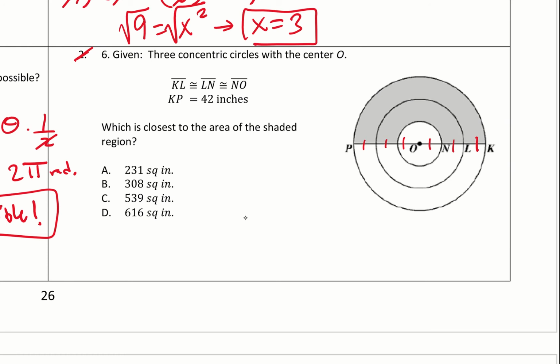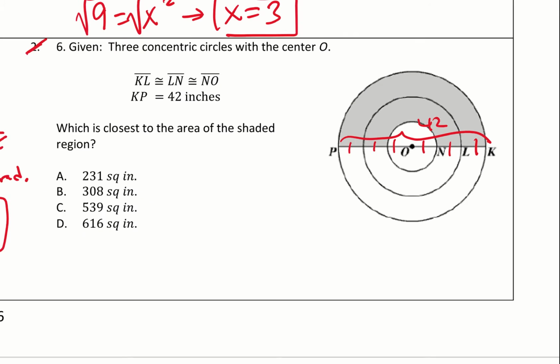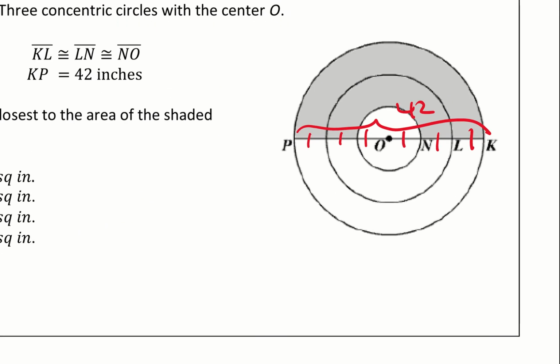KP is 42. So they tell us that the diameter is 42. Okay, well, if that's the case, then that must mean that we could do 42 divided by 7, and that'll give us the distances there. So it's going to be 6. So each of these are going to be worth 6.